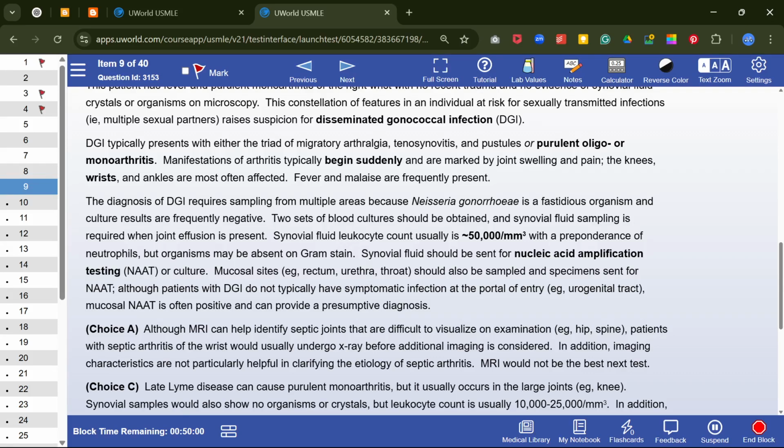Although patients with DGI do not typically have symptomatic infection at the portal of entry, the urogenital tract, mucosal NAT is positive and can provide a presumptive diagnosis. Okay.